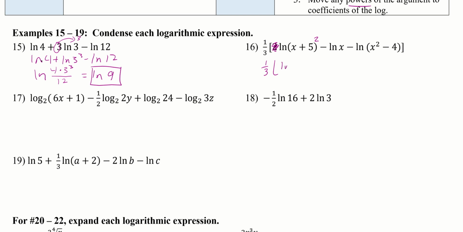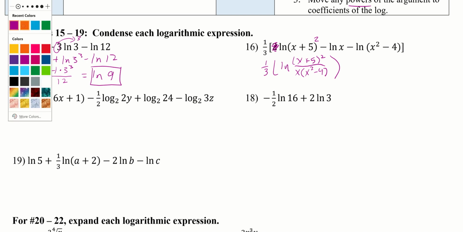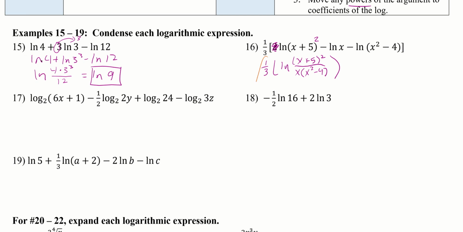So if I combine all these, I have ln of, this guy's positive, so he goes on top. The next two are negative, so they both go on the bottom. So we have an x times x squared minus 4. Now our final thing is we have that 1/3, right? So that 1/3 is still multiplying each of these individual logs. So I'm going to multiply, bring this up to the power, bring this up to the power, and bring this up to the power on all of those.